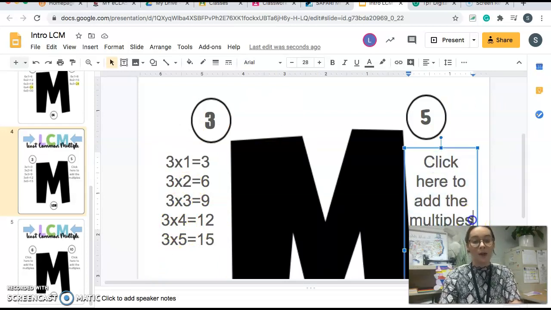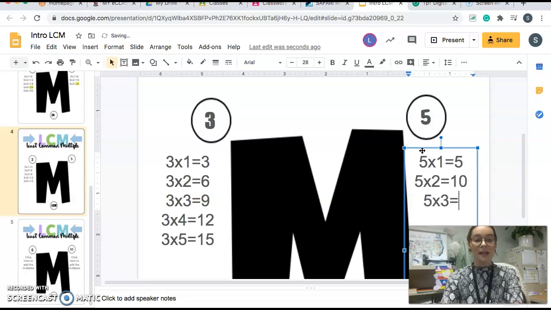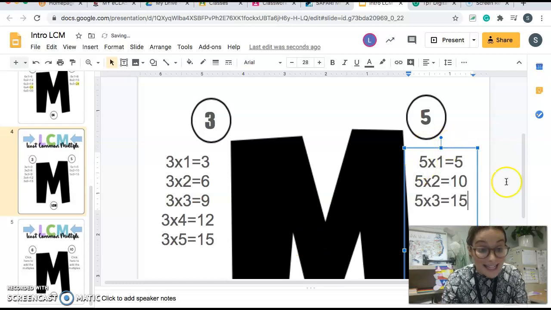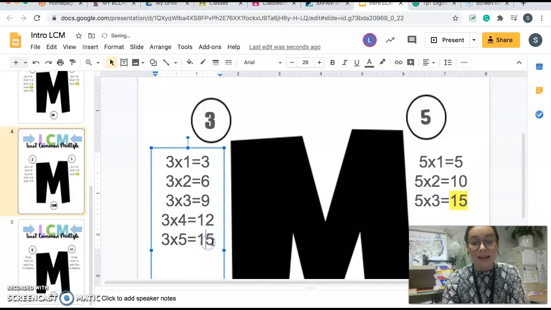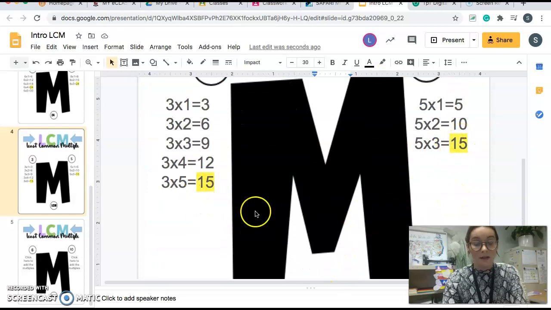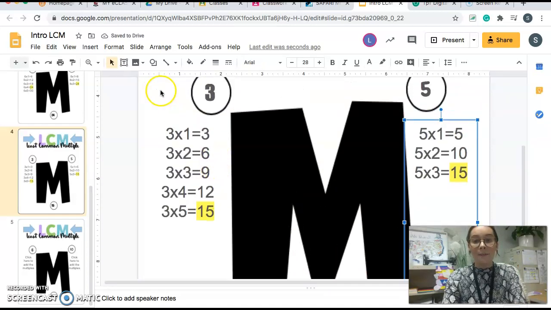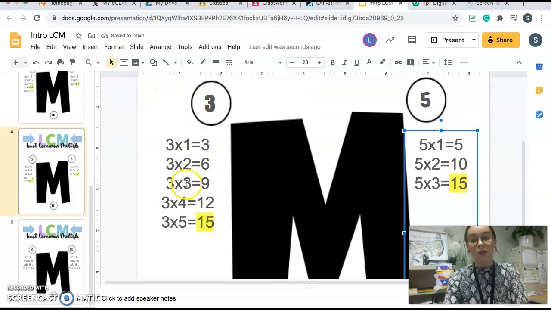Let's find this one now. We're going to find all the multiples of 5. So let's start with 1. 1 times 5 is 5. 5 times 2 is 10. 5 times 3 is 15. I see a common number, 15. So we're going to highlight this. And so our answer for the least common multiple is 15.